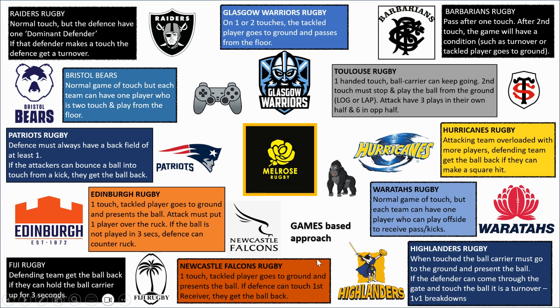A lot of the examples I'll use tonight will be based around Newcastle Falcons, simply because you're rewarded for different things in Newcastle Falcons. You're rewarded with how quickly you can get back into the defensive line, your RTA. You're rewarded with your line speed. If you bring enough line speed, then you get the ball back if you touch first receiver.